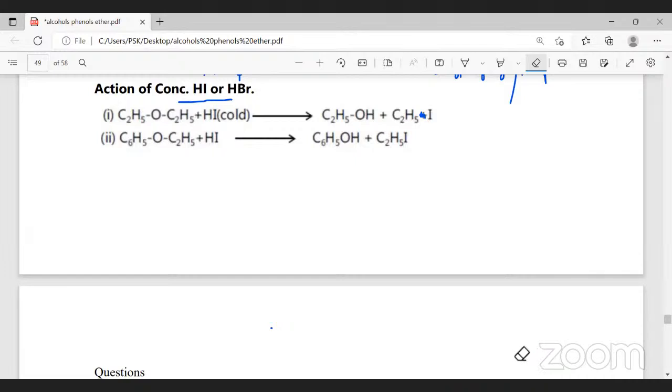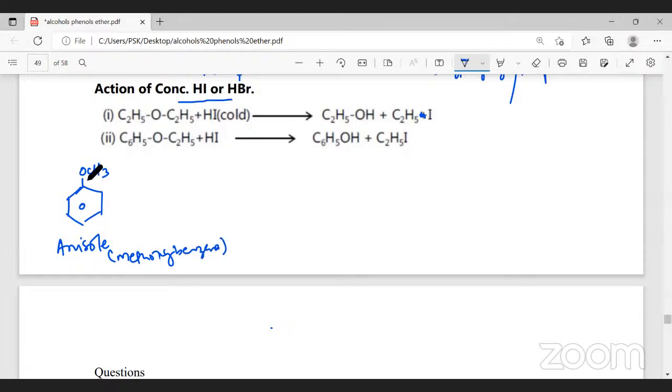Now, the next reaction is halogenation with aromatic compounds, aromatic ethers. Now, the simplest aromatic ether is methoxybenzene. This is commonly called anisole. So what's the IUPAC name of anisole, they'll ask you. It is called methoxybenzene. This is the methoxy group and this is the benzene ring.